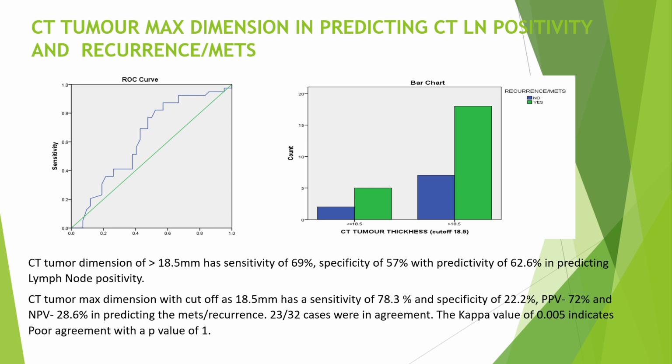CT tumor maximum dimension is used for predicting lymph node positivity and recurrence rates. A CT tumor dimension of more than 18.5 mm has a sensitivity of 69% and specificity of 57%, with predictivity of 62.6% in predicting lymph node positivity. CT tumor maximum dimension with a cutoff of 18.5 mm has a sensitivity of 78.3% and specificity of 22.2%, PPV 72% and NPV 28.6% in predicting mets and recurrence. 23 cases out of 32 were in agreement. The kappa value of 0.005 indicates poor agreement with a P value of 1.